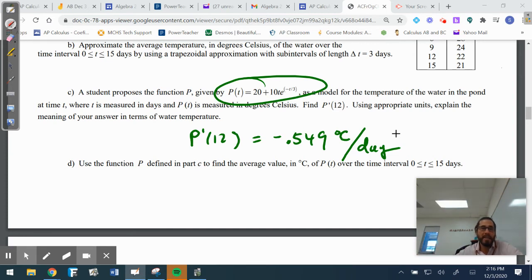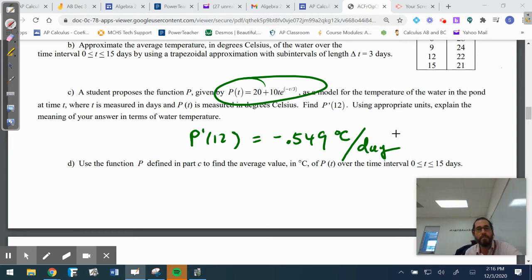All right, explain the meaning of your answer in terms of water temperature. So you would say that on the 12th day, the pond's temperature is decreasing by 0.549 degrees Celsius per day. And that is on that 12th day. All right, I don't know. Maybe it's getting colder outside. Who knows? All right, D.